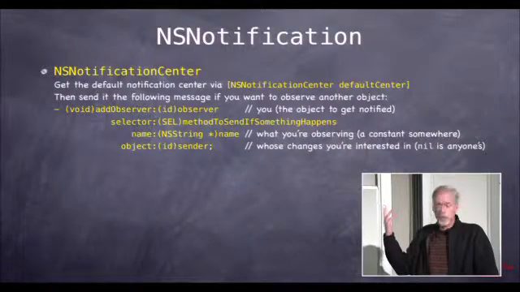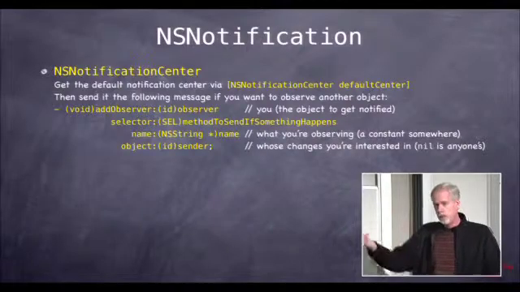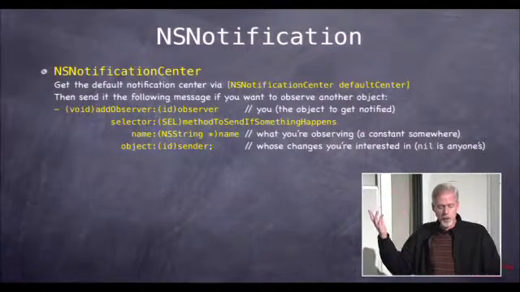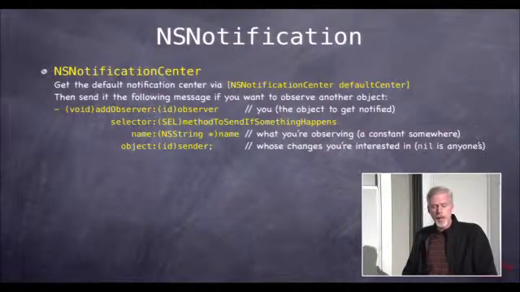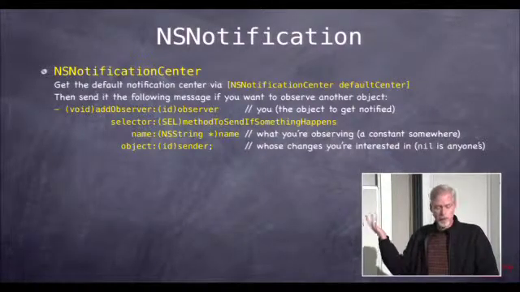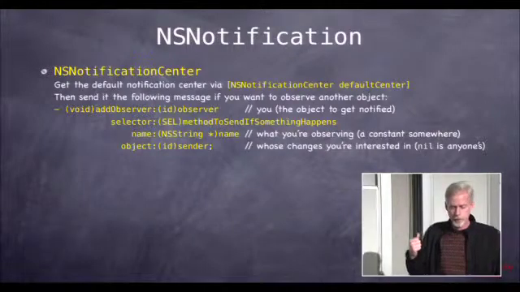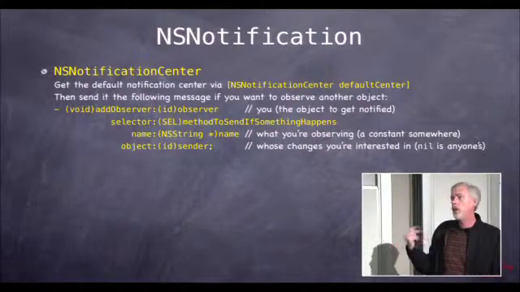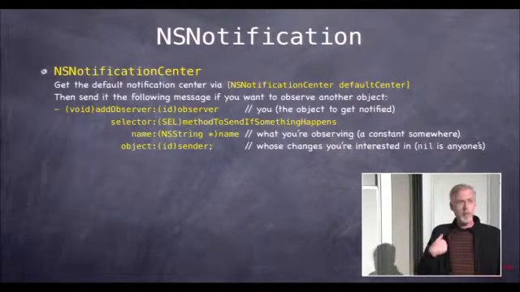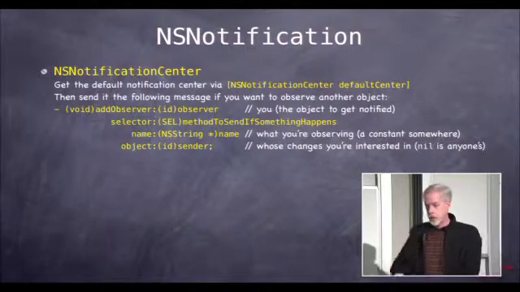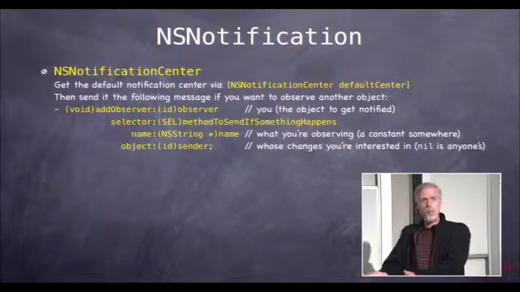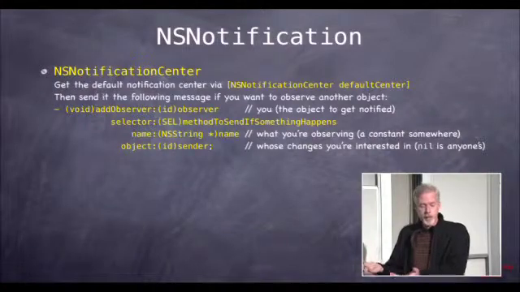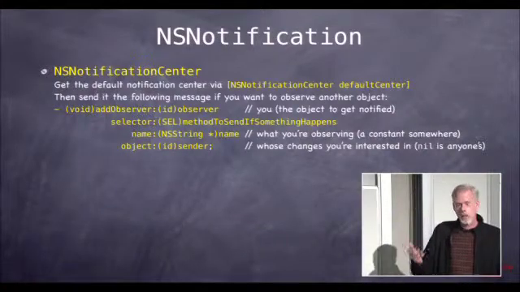The easiest way to do it is called NSNotificationCenter's default center. Now, you could have your own center, but usually we use the default center here. And then you're just going to send to the NSNotificationCenter this method, addObserver selector name object. Okay? So addObserver is you. You're going to have you be the observer. Selector is the selector you want sent to you when this radio station broadcasts. And we'll talk about what that method looks like.